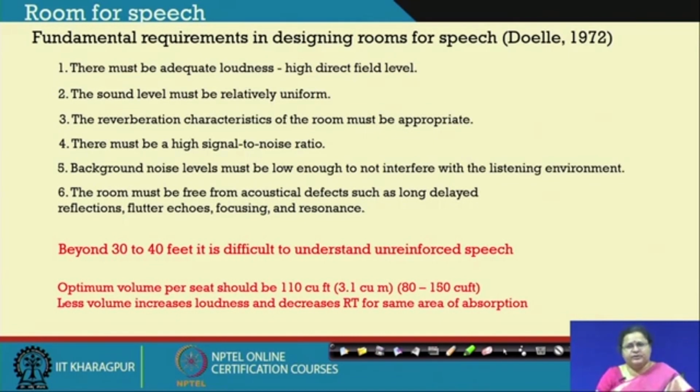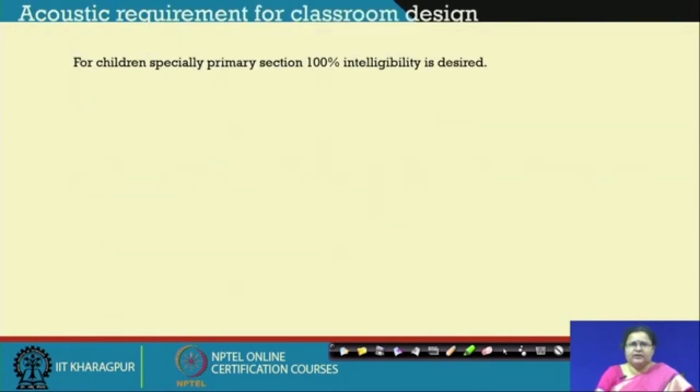Also, I have helped you with the graph where you can find the length to breadth to height ratios from which you can initially start your design. Now, let us come particularly to classrooms.